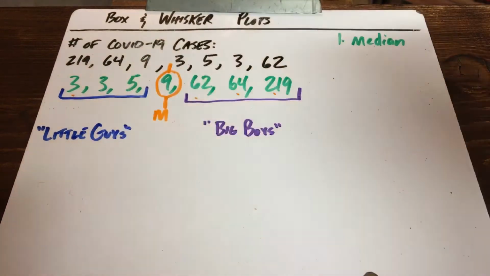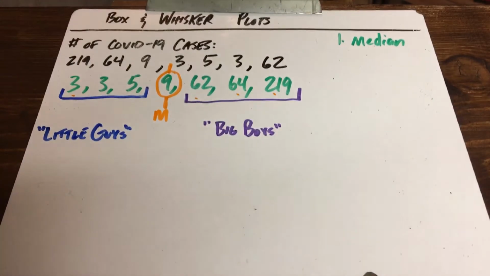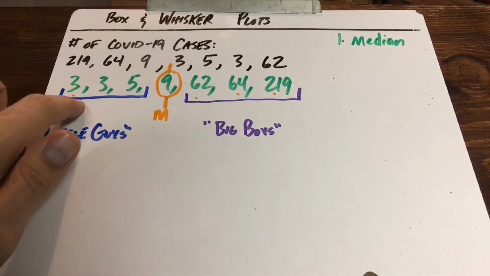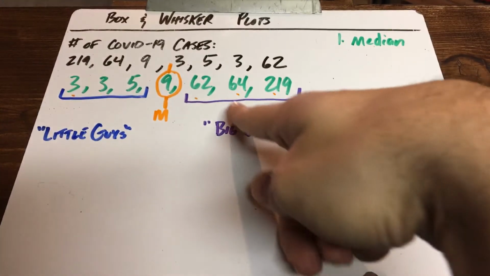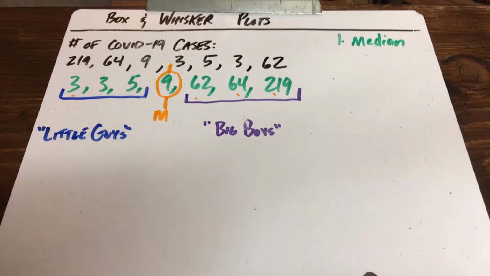Now, the median is your divider, right? The median is not a part of either list. And so we have 3 numbers in the little guys. We have 3 numbers in the big boy side. It should always be equal.